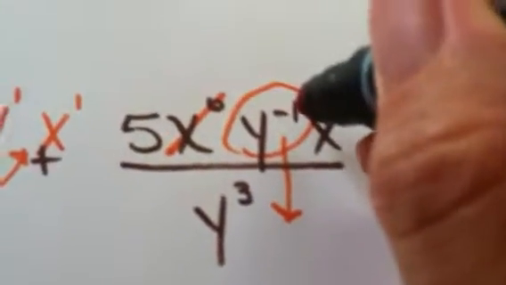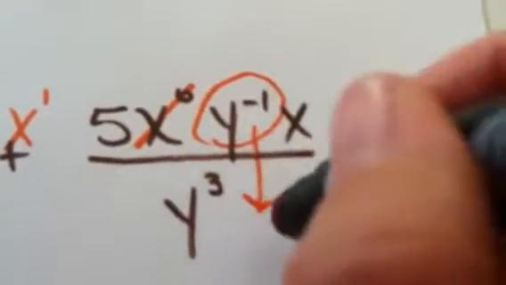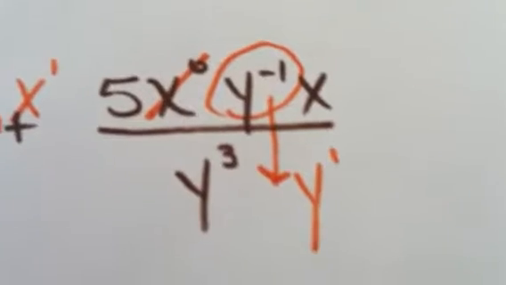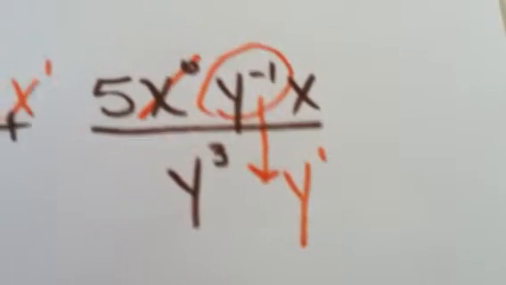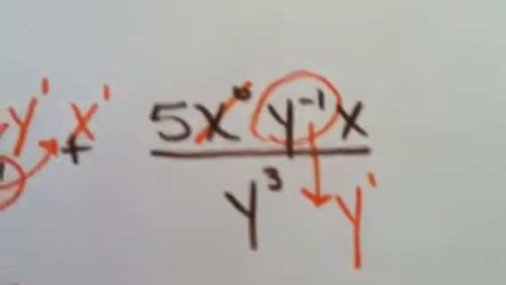So if he's negative, Allison's wiggling the table there. If it's negative, I'm going to move him down to the bottom, and it's going to be to the positive 1. So what does that give me as my final answer right here?